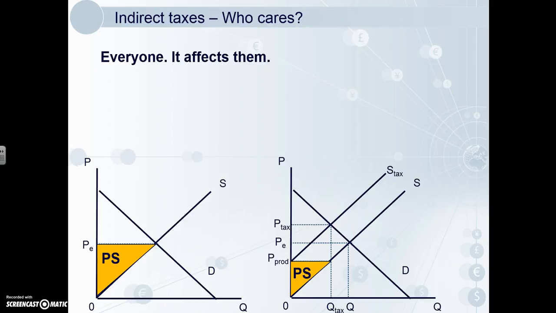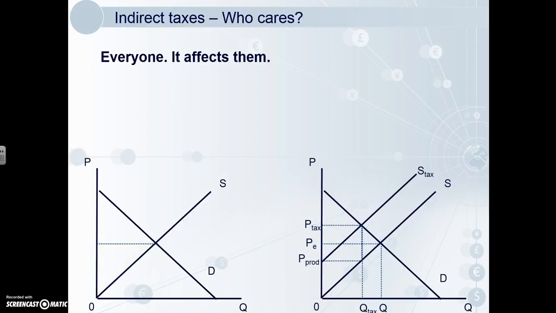Now, the government. The government receives the revenue from the tax. They get to do all the wonderful things that I mentioned earlier. We know that the vertical distance between supply curves is the amount of the tax. So the government gets this for the quantity sold, the new quantity sold.